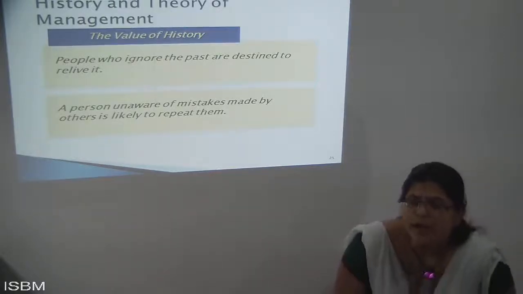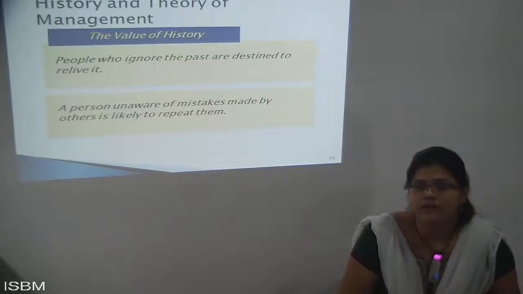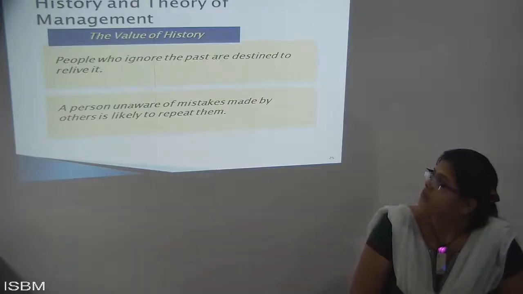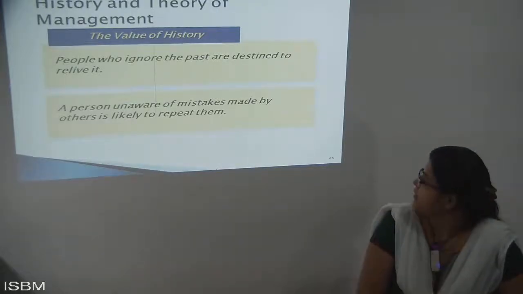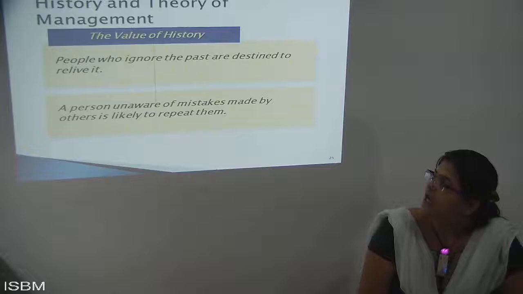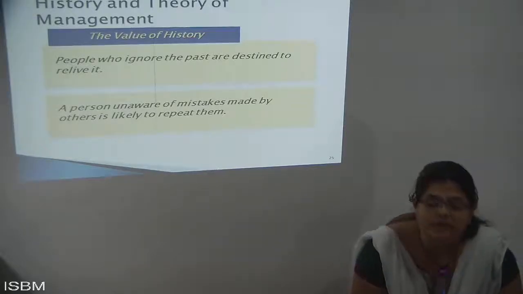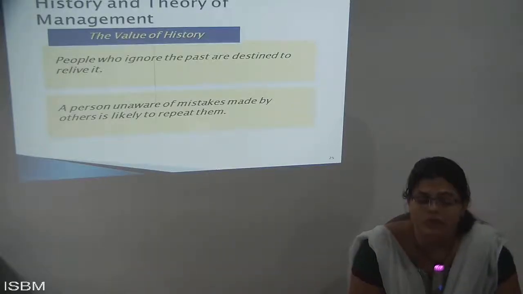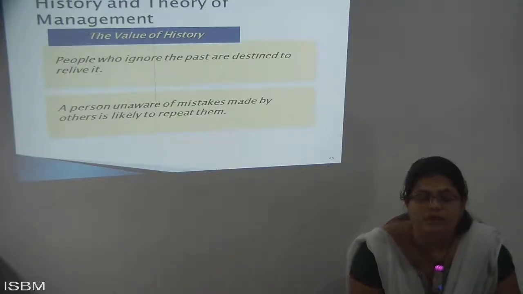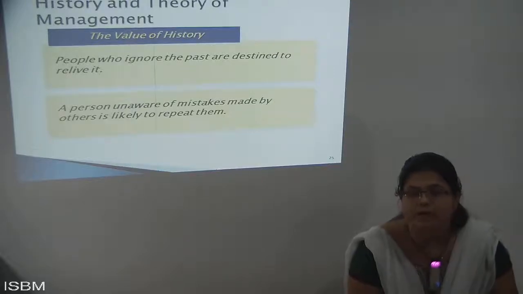Now, why was this type of theory developed, what is the history, and when did it start? The value of history: people who ignore the past are doomed to repeat it. A person unaware of mistakes made by others is likely to repeat them. So in this we will be learning the values of history, and why the history and theory of management exist.